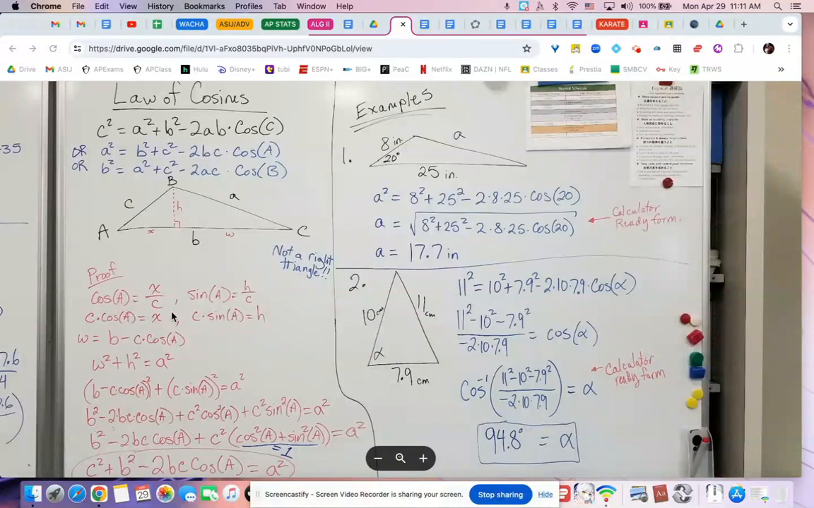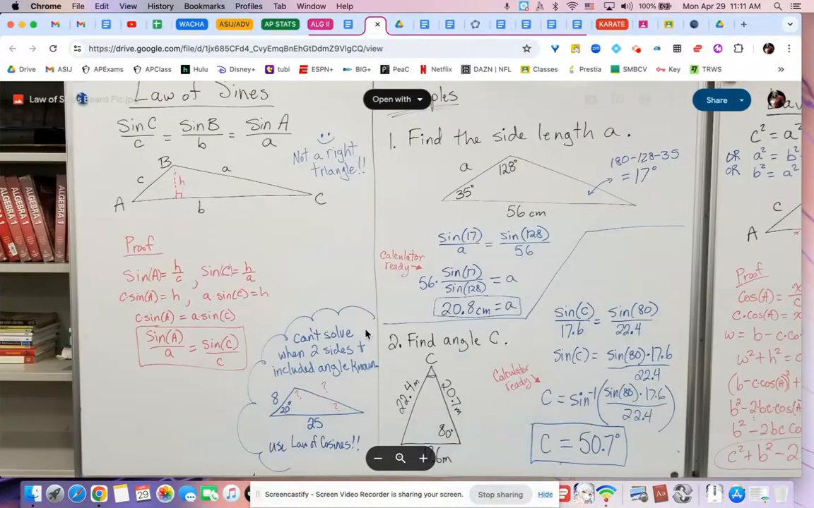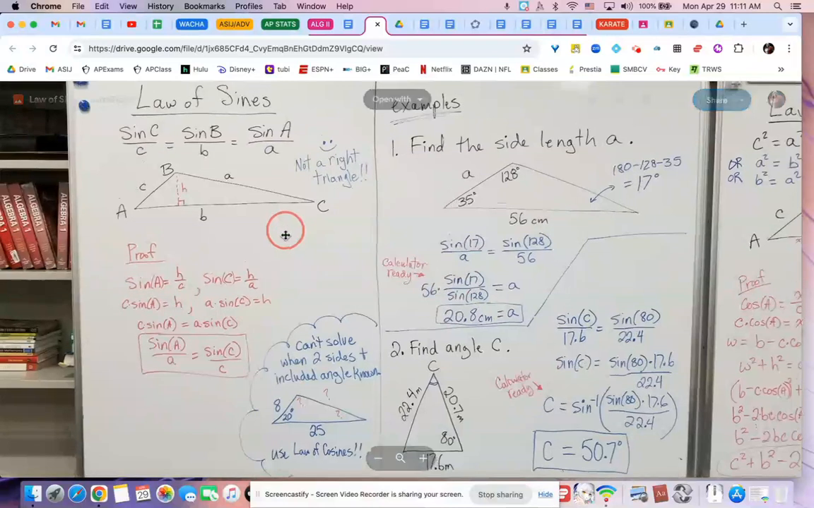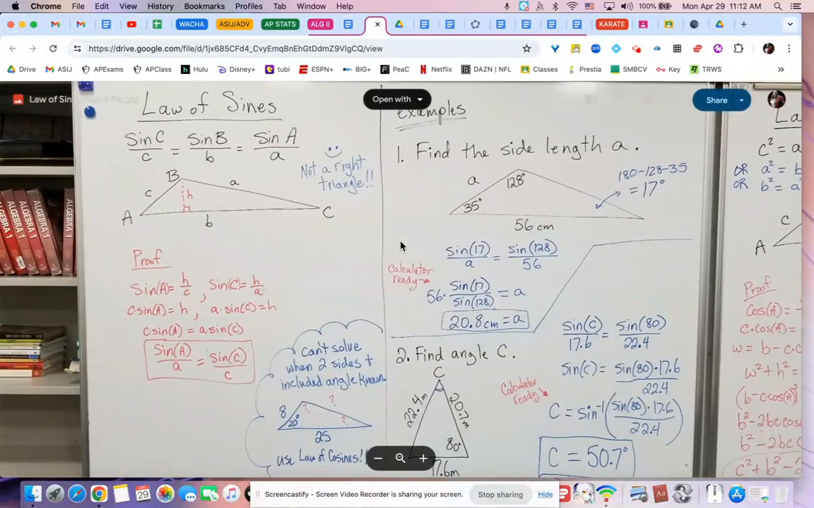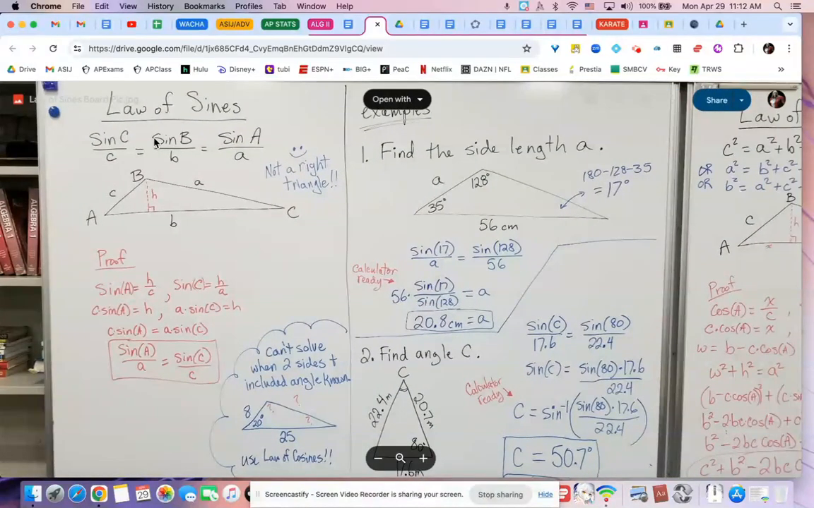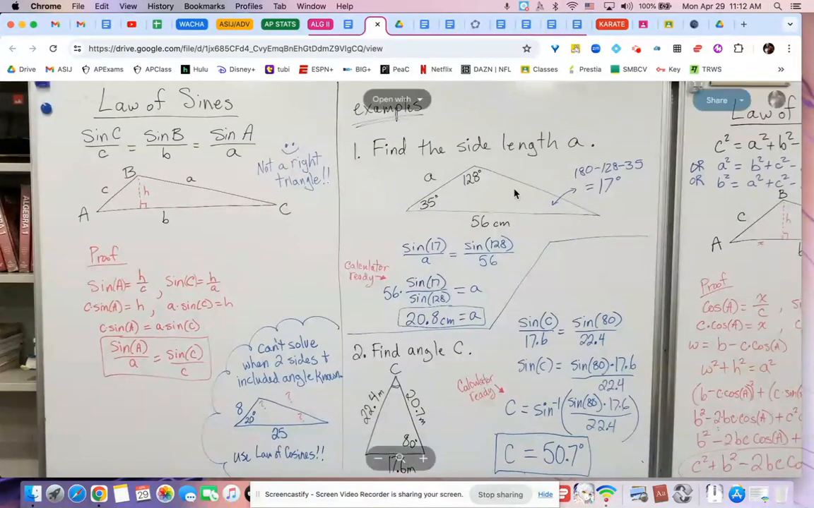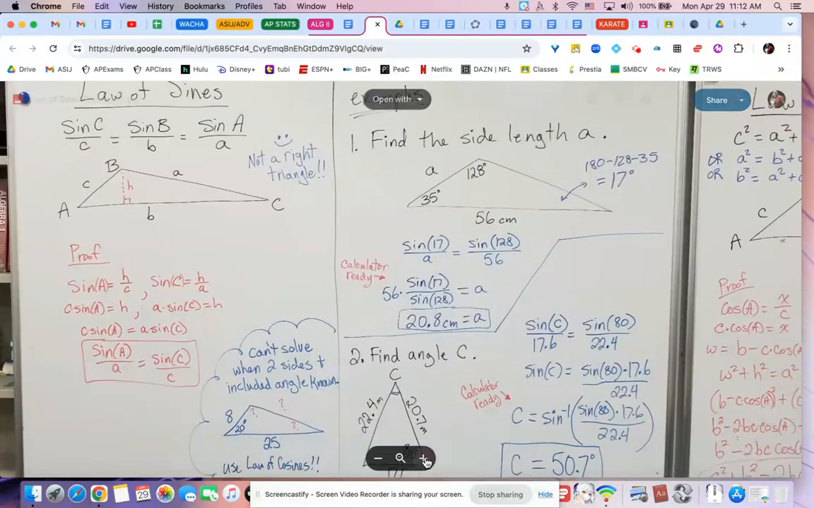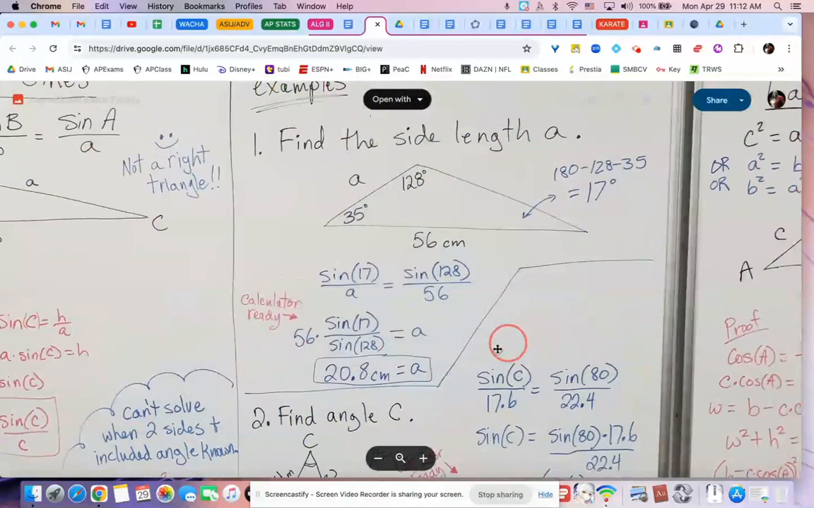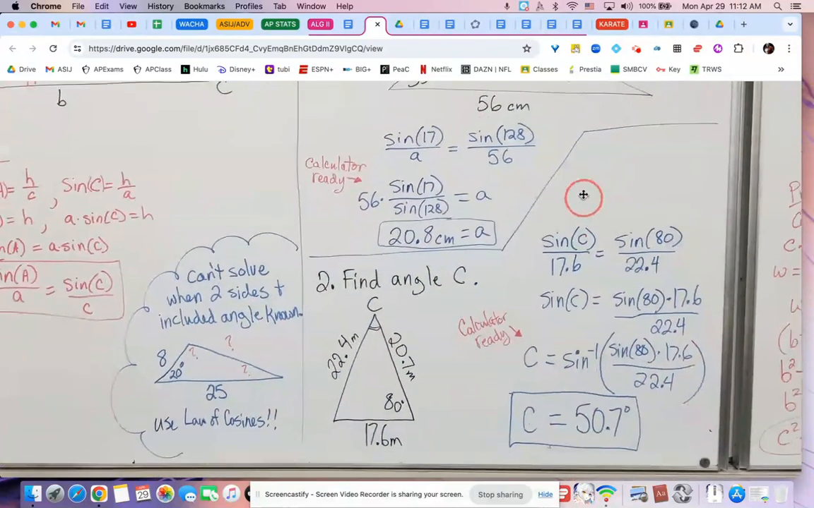I'll talk about this in just a second, but I want to pop back to the law of sines, and this is just stuff I wrote on the board. On the left, we have a proof. You don't have to worry about that. The formula you're going to be given on your test, so you don't have to memorize that either, but it's not too hard, so maybe you could memorize it.